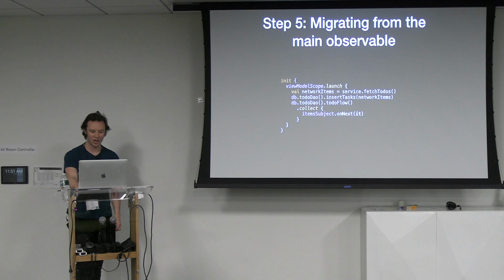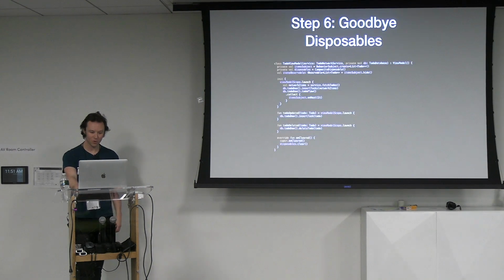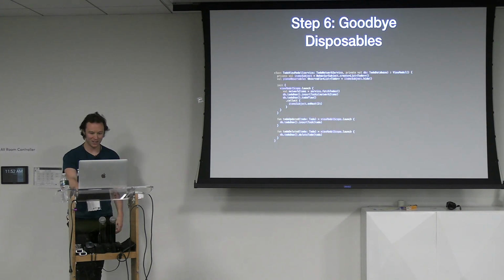And actually this can be further optimized. So step 6, we're not subscribing to anything anymore. So we're not getting any disposables. Remember, disposables are the way that we clean up after ourselves in RxJava. So we can get rid of the disposables now. The coroutine context will automatically cancel our jobs, not cleared, so we just bail on that.